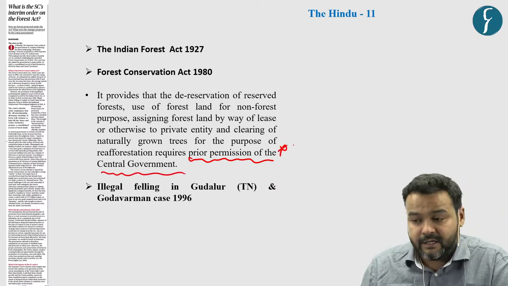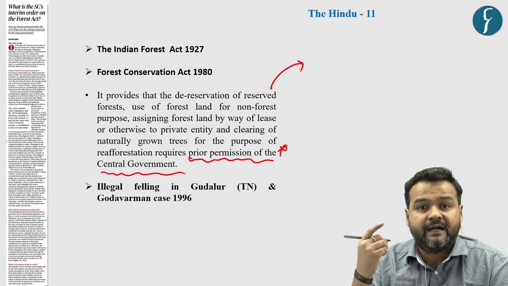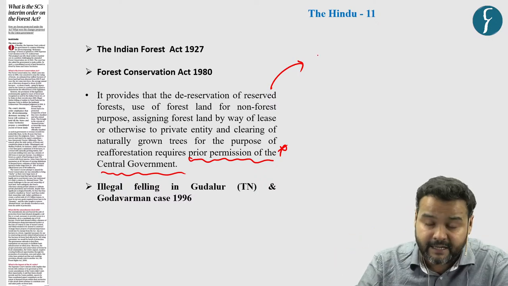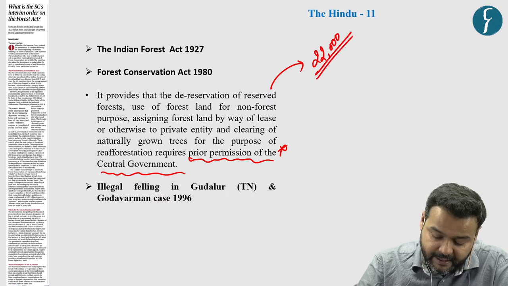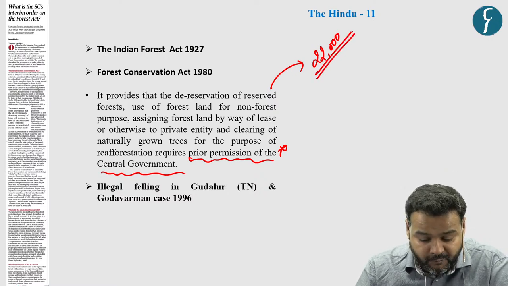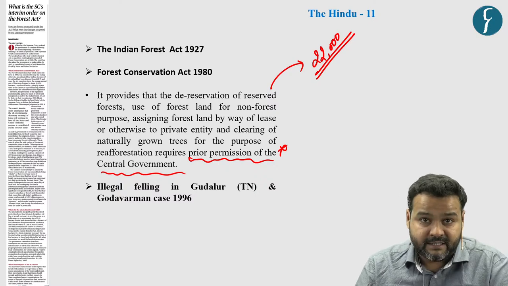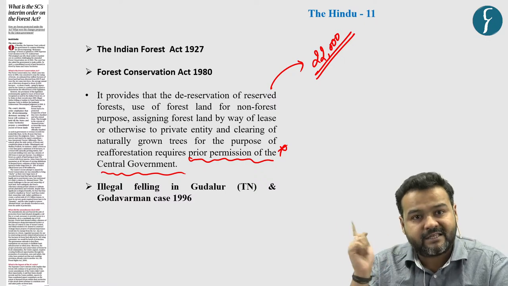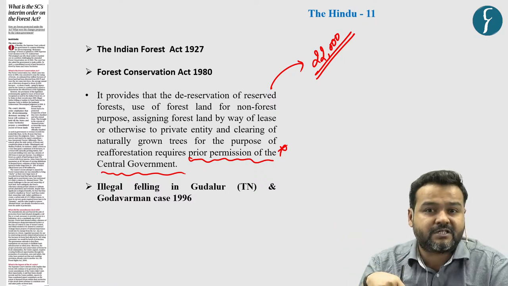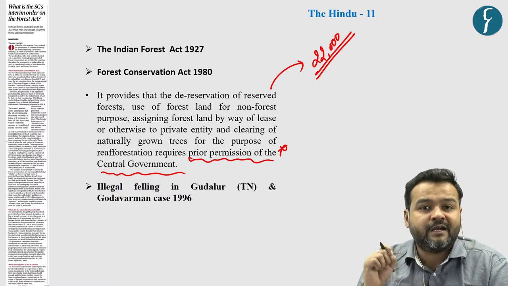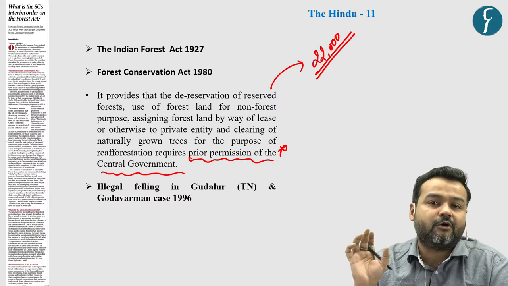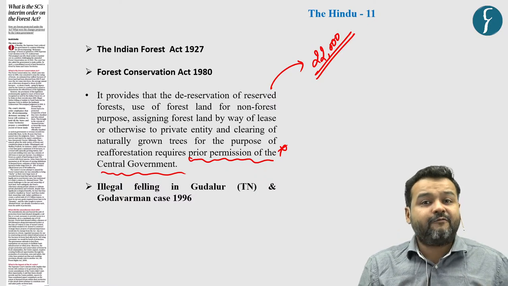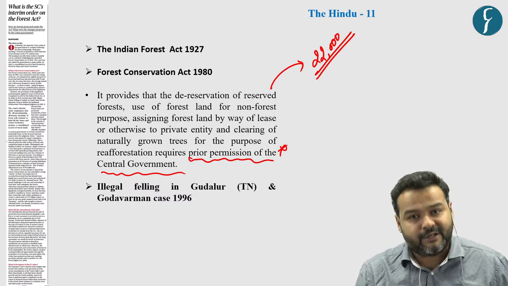And it resulted, as per the government data, in what we learned: the rate of conversion was around 2 lakh hectare per year. It fell 10 times to around 22,000 hectare per year. So it proved to be effective, but still the problem lies in that nowhere the Forest Act of 27 or the Conservation Act of 1980 defines what constitutes the forest. What is the definition of forest? And that is why the conflict continued and exploitation continued.